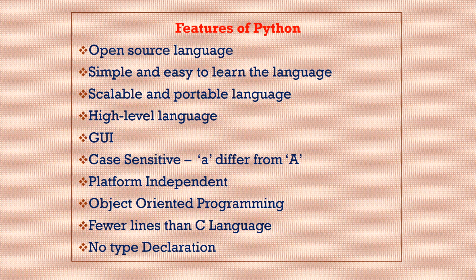The important features of Python should be known to all of you. Before we start working hands-on with the Python programming language, you should know what the important features of Python are and what it has to offer. Number one, Python is an open source language. It is totally free. You don't have to pay even a penny. It is simple and easy to learn.